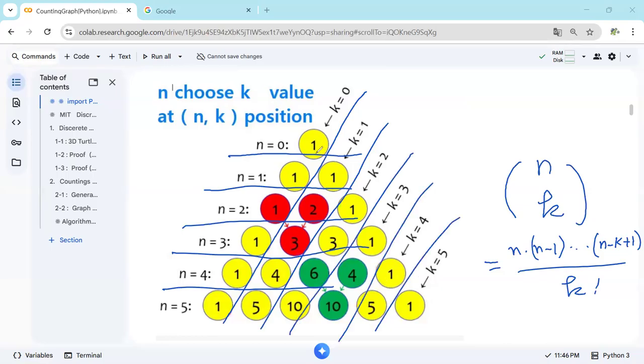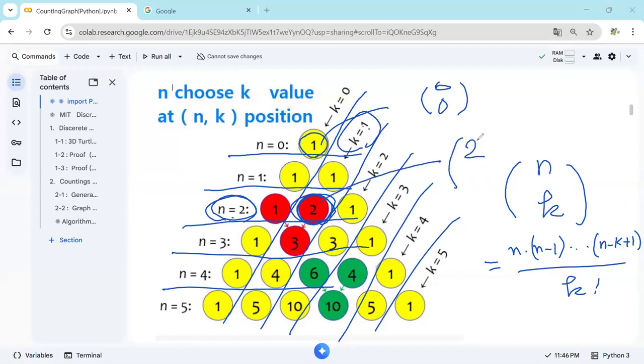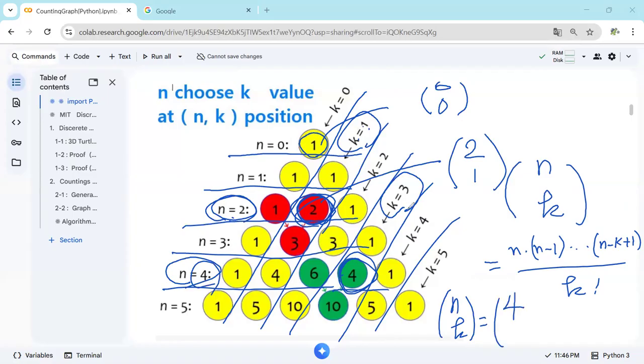So this one is the coordinate n is 0 and k is 0. So this one is 0, 0. There is one. How about this one? This one is now n coordinate is 2, then k coordinate is 1. So this value is, in fact, n is 2, k value is 1, so 2 choose 1. That is okay. How about this 4? This 4 is now n coordinate is 4 and k coordinate 3. So n choose k, now that n is 4 and k value is 3. So 4 choose 3, that is 4.